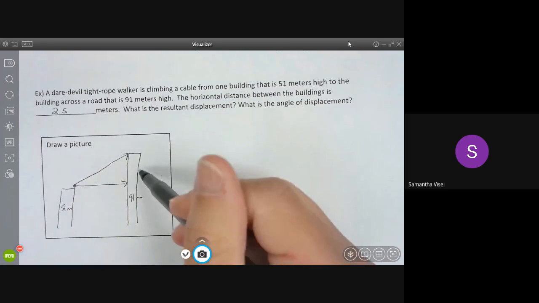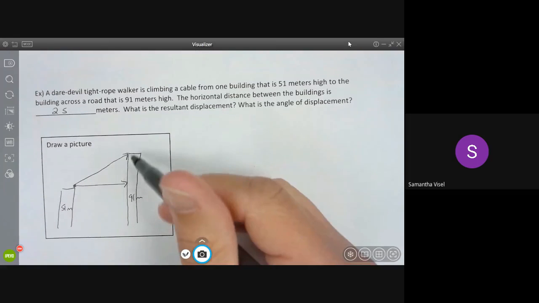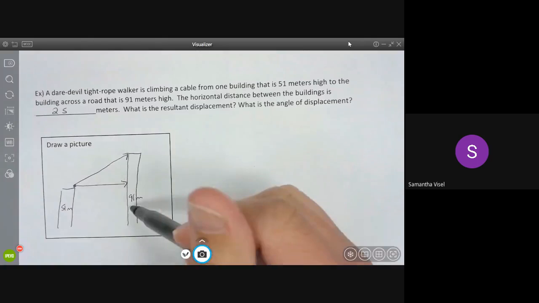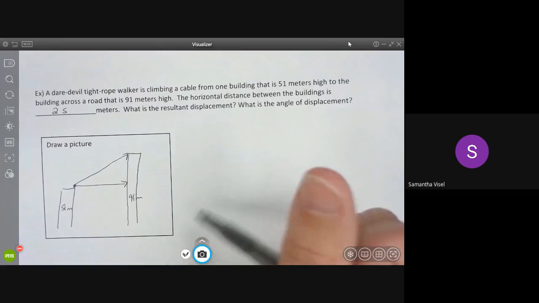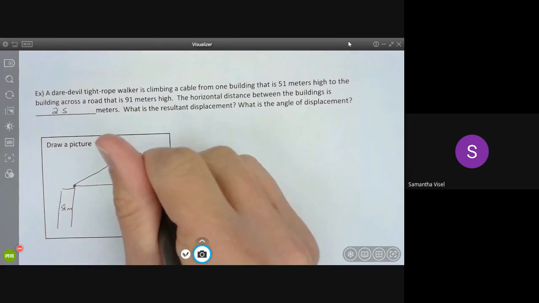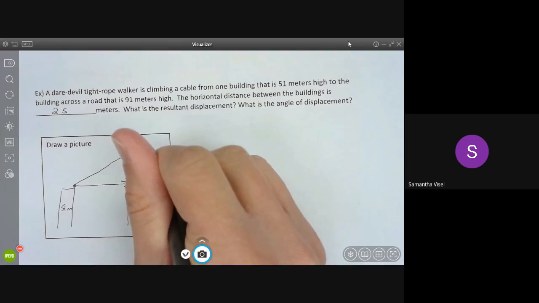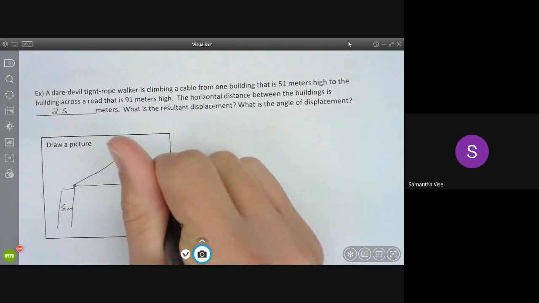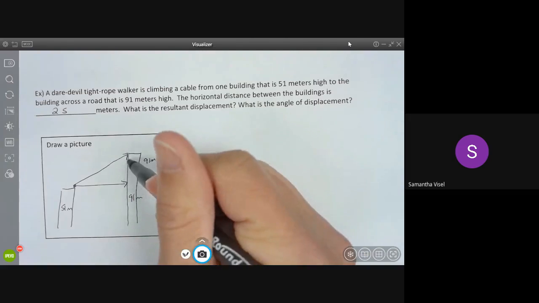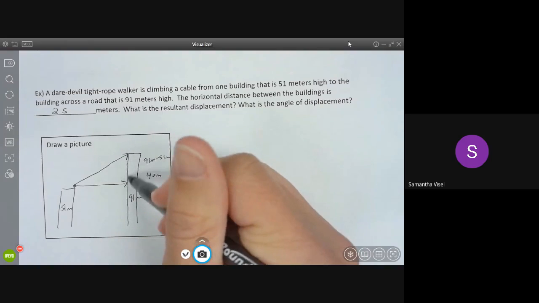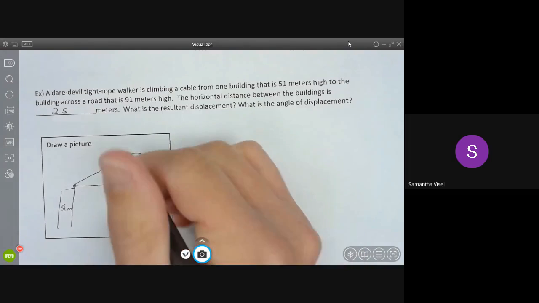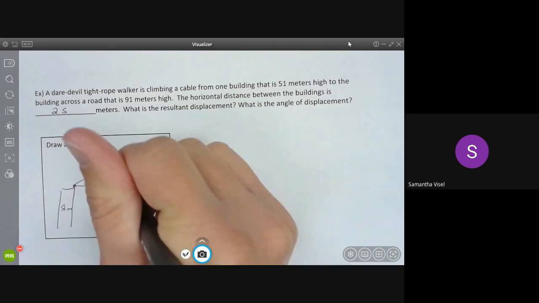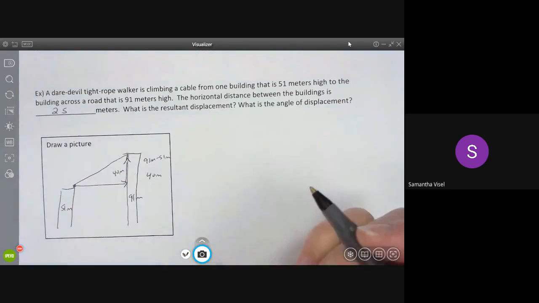So I'm not given what exactly this height here is, but I do know what the height of these two buildings are. So a quick little subtraction can help me out. 91 meters minus 51 meters, so I can find the difference between the two. That's 40 meters. So this little bit here that he goes up in the vertical direction is a 40 meter distance.